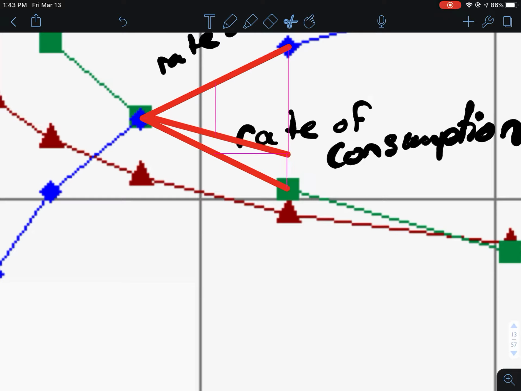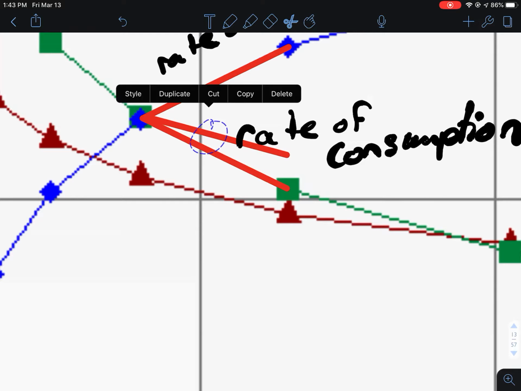So here we have a rate of formation, and a rate of consumption. And the rates are equal but opposite. If we compare these to the rate of consumption for the oxygen, we notice that the rate of consumption for the oxygen is half that rate.